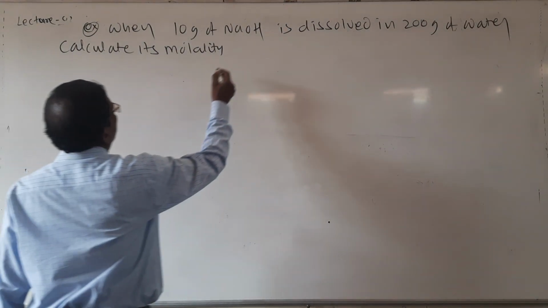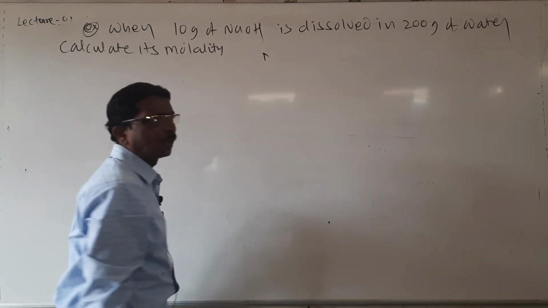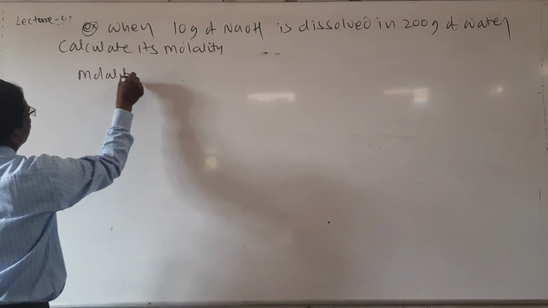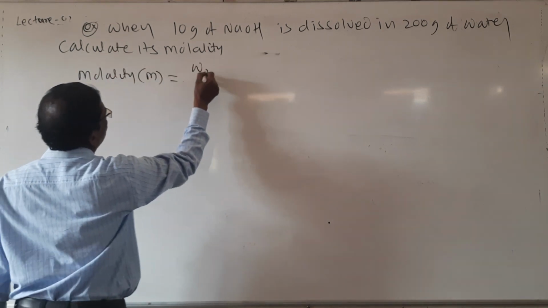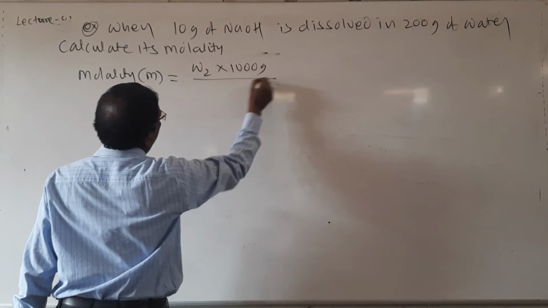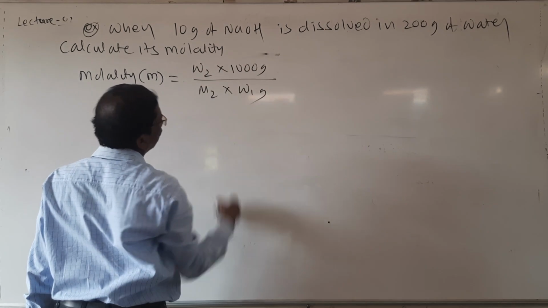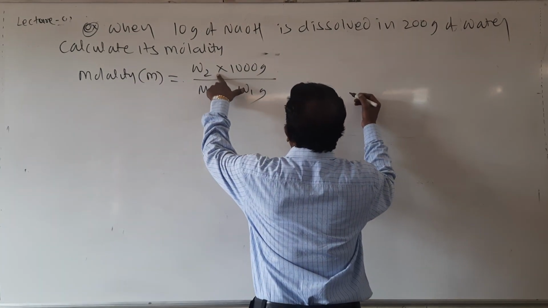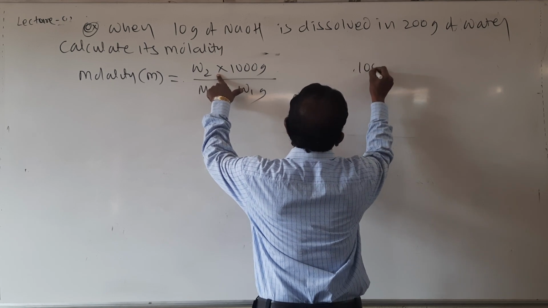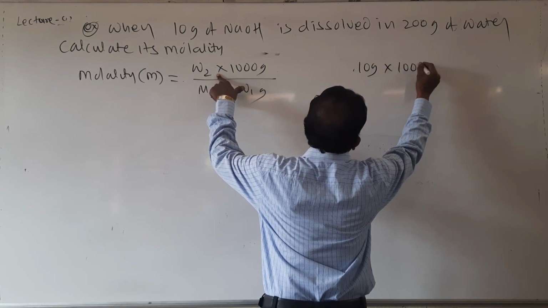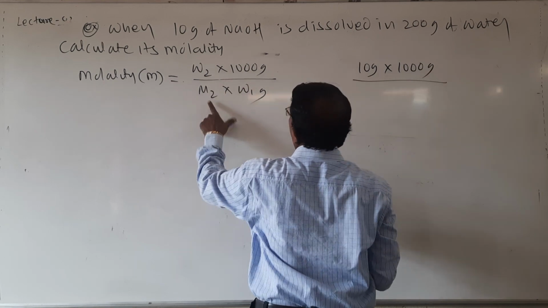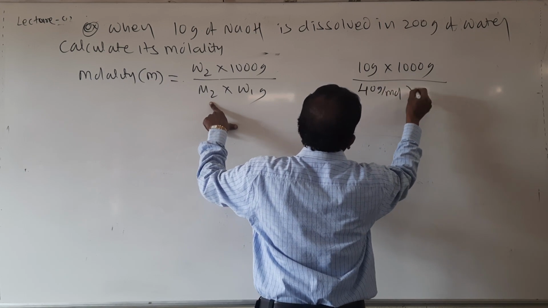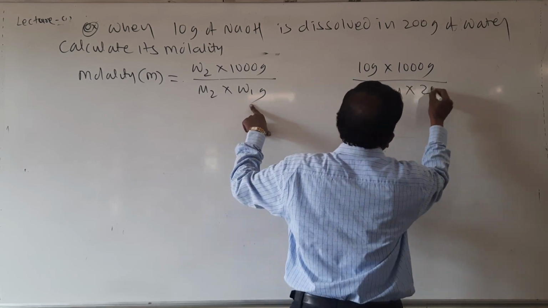Very simple. Here we know the formula. I will write the formula here. Molality, small m, is equal to W2 into 1000 gram divided by M2 into W1 gram. So W2 is the mass of the solute, 10 gram, into 1000 gram, divided by M2, the molecular mass of NaOH, 40 gram per mole, into W1, that is 200 gram.